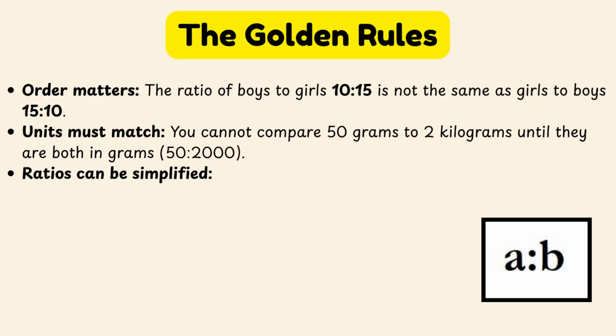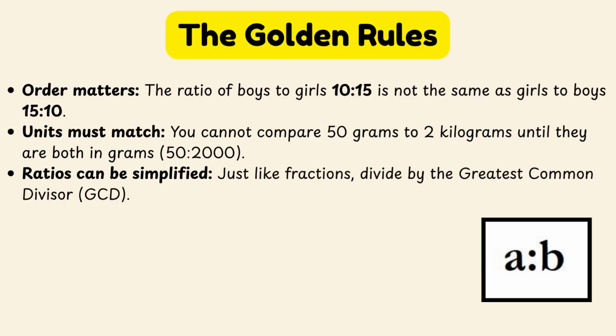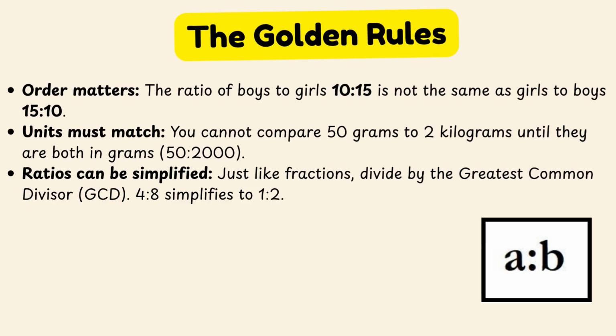Ratios can be simplified. Just like fractions, divide the digits of the ratio by the greatest common divisor. For example, the ratio 4:8 simplifies to 1:2.